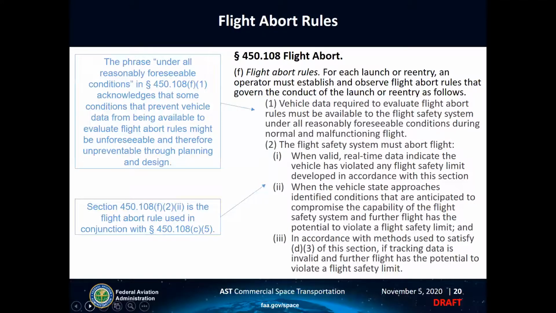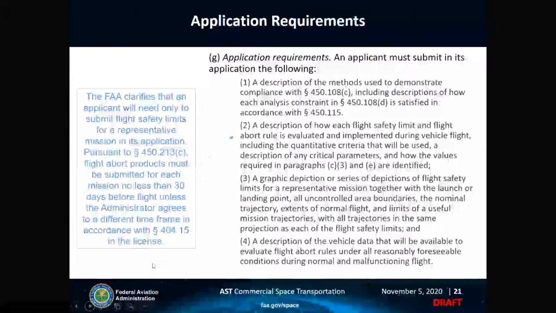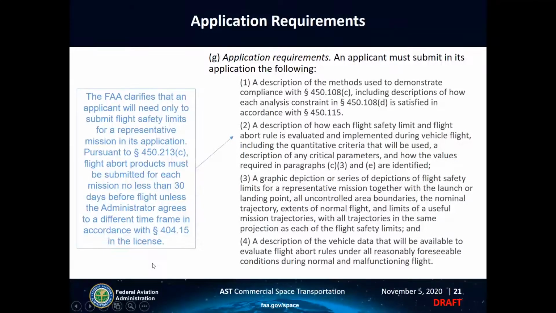Next slide, please. Okay, section G contains the application requirements for flight abort. It starts with a description of the methods used to demonstrate compliance with 450.108(c), which is the flight safety limits objectives, including descriptions of how each analysis constraint in 450.108(b) is satisfied in accordance with section 450.115, which is flight safety analysis methods.